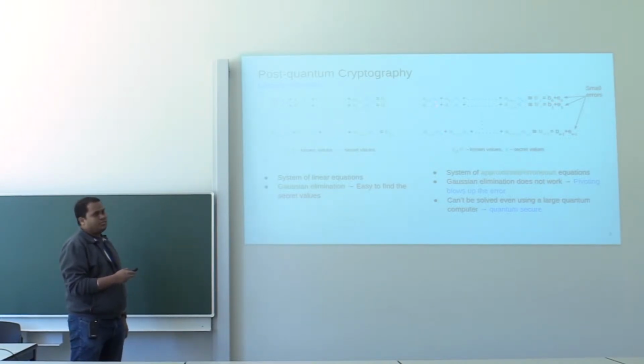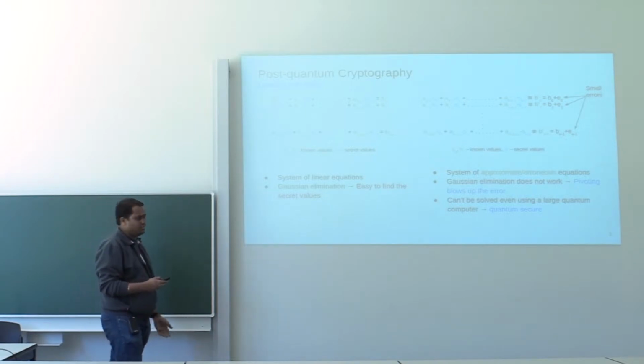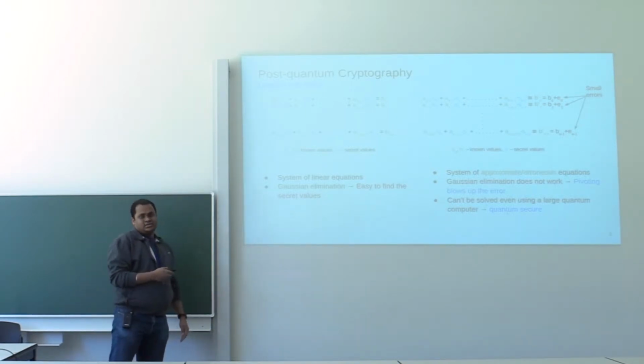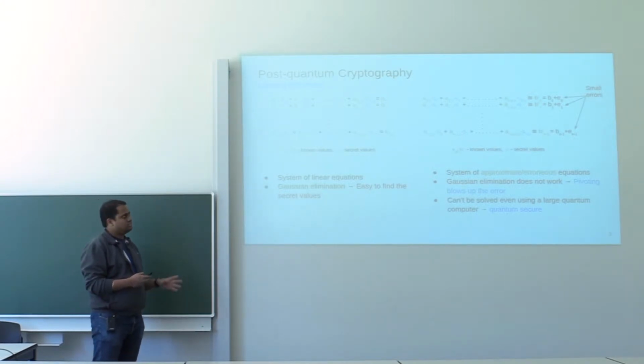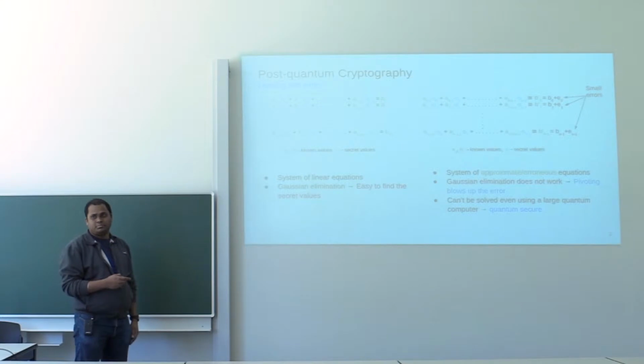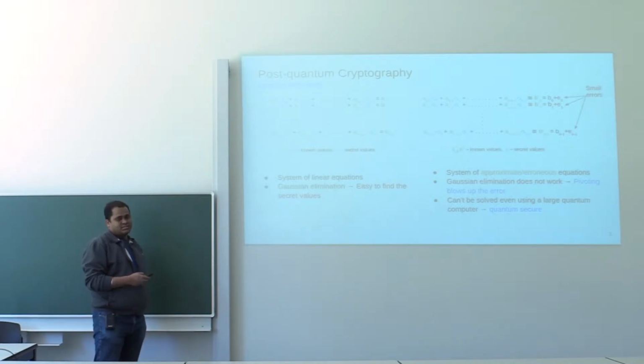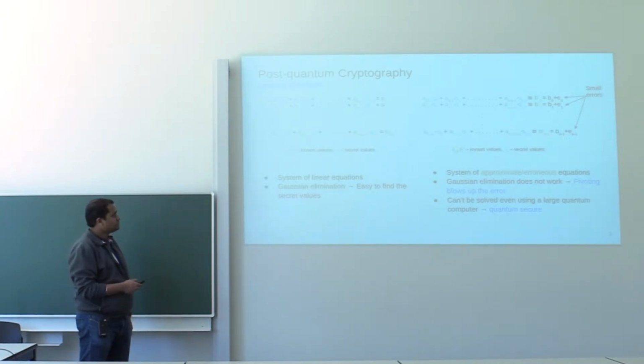If we try to do Gaussian elimination, in each pivoting step this error blows up and it cannot be solved. It turns out that it is actually a quantum hard problem. It cannot even be solved using large quantum computers. This is known as LWE. This is a very popular problem to construct post-quantum public key cryptography. There are also some variants of this, like the ring or module versions.